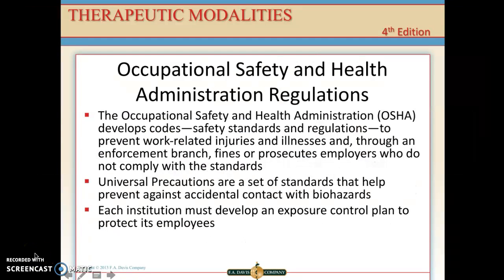All right, another administrative consideration is the OSHA regulations. So the Occupational Safety and Health Administration develops codes that are safety standards and regulations to prevent work-related injuries and illnesses. And through an enforcement branch, they also hand out fines and prosecute employers who do not comply with standards. So the biggest one that athletic trainers, of course, have to deal with is universal precautions, and that would be the set of standards that help prevent against accidental contact with biohazards.